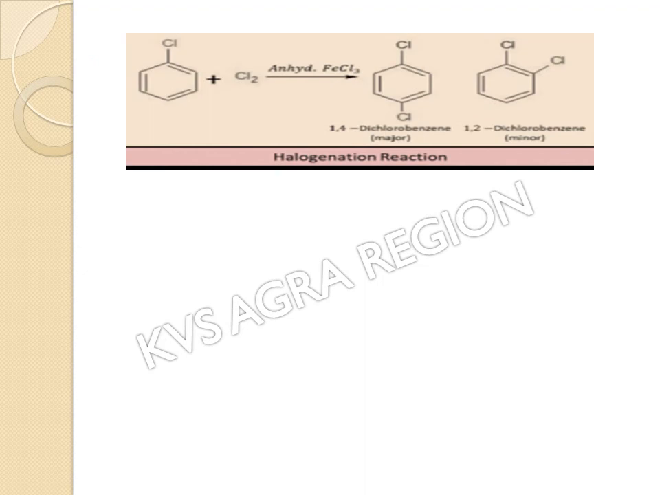Here are some reactions showing electrophilic substitution. We can see chlorobenzene, when treated with chlorine in presence of anhydrous FeCl3, results in formation of 1,4-dichlorobenzene, which is a major product, and 1,2-dichlorobenzene is the minor product. Now, why is 1,4-dichlorobenzene the major product? Because of its symmetry, it is better fitted in the crystal lattice, and this is known as halogenation reaction.